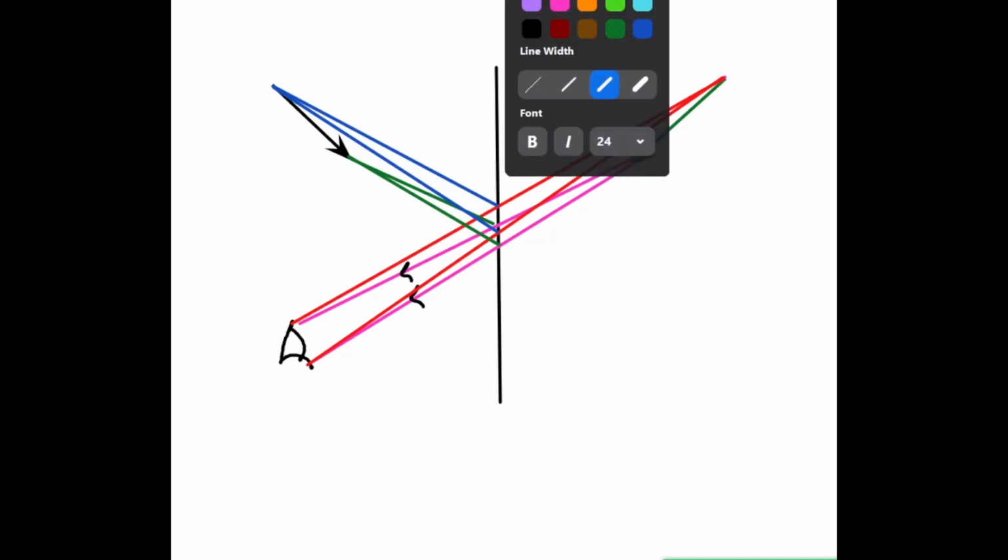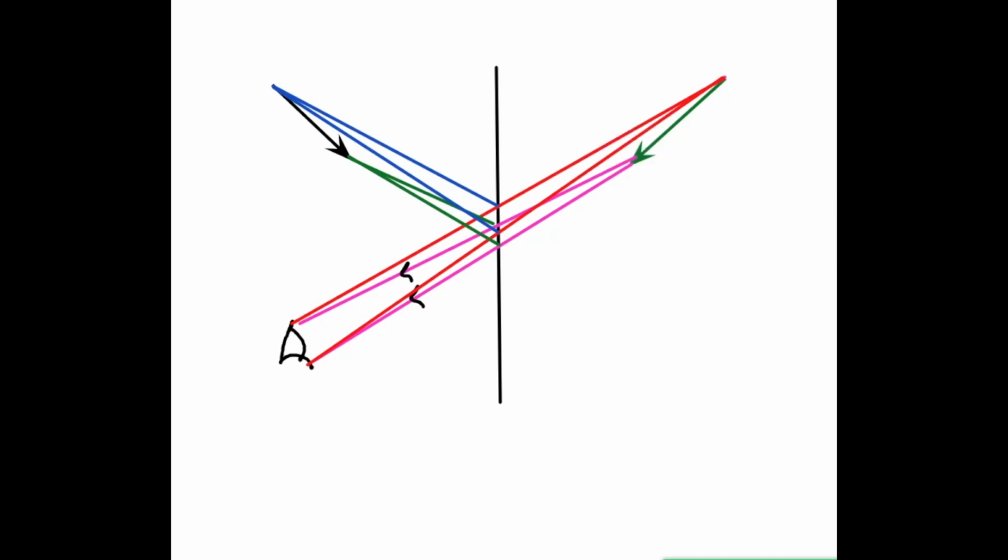Now, the only thing missing here is that when you're going to draw this in real life, make sure that you draw these lines as dotted lines. They're supposed to be dotted.